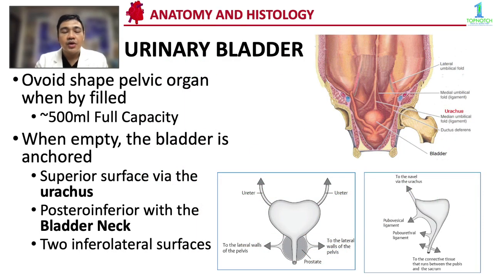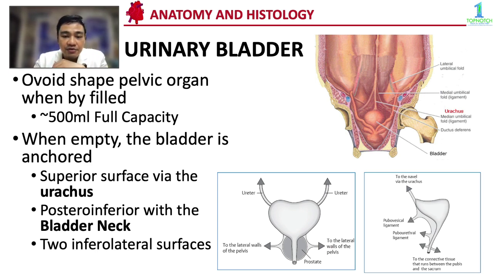Okay? So continuing the segment for the anatomy and histology of the KUB, we proceed now with the urinary bladder, or in Tagalog, pantog. Urinary bladder is said to be an ovoid-shaped pelvic organ when filled. In an adult, it could hold as much as 500 ml in full capacity. Okay? Para siyang ovoid shape, para siyang bola when filled. But when it's empty, it's actually tetrahedral in shape. So, ito yung shape niya.